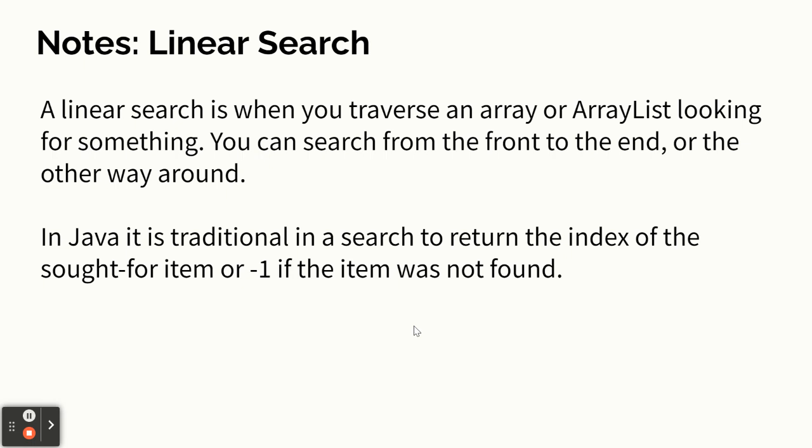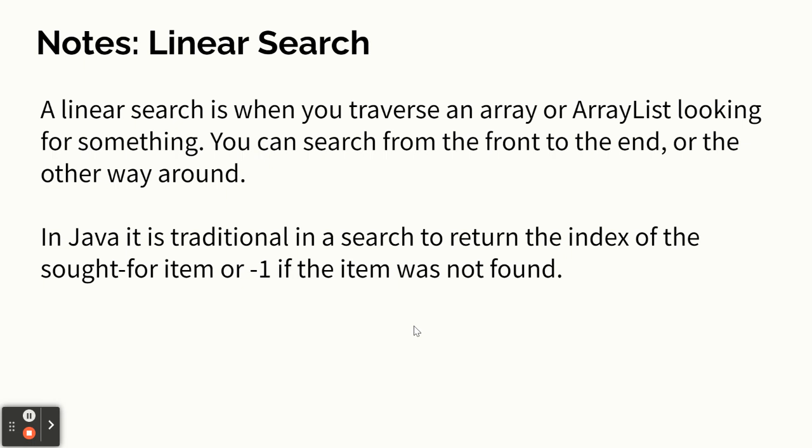Whew, finally. Now, everybody, a linear search. There's a couple different types of searches you have to learn for this class. This is the easiest one. It's the only one we're doing in this unit. It's called a linear search. A linear search is when you start at either the end or the beginning of an array or an array list, and you just methodically go through the entire list looking for something.